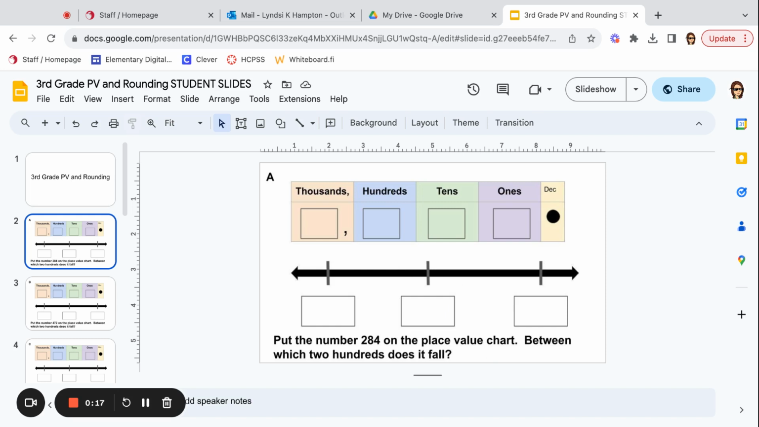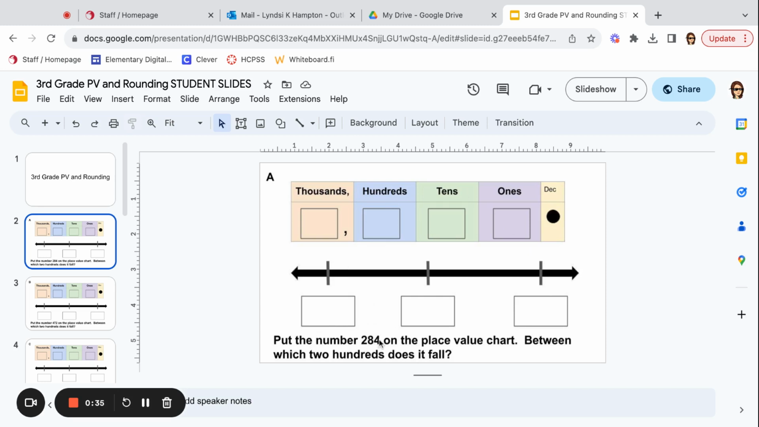Rounding is really important because in real life we estimate all the time. We go to the grocery store and estimate. We estimate when we're purchasing things online. Really anything with money, we estimate a lot. So we're going to use this template to sort of round and place this number.